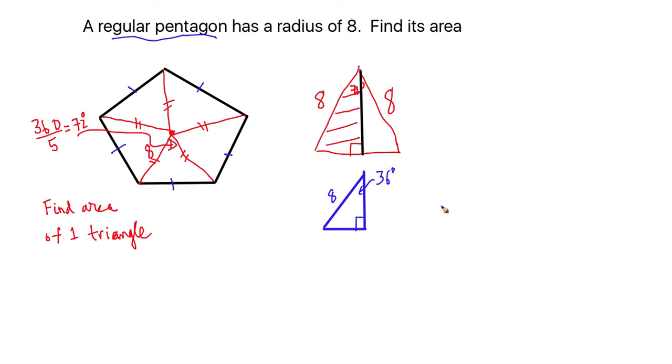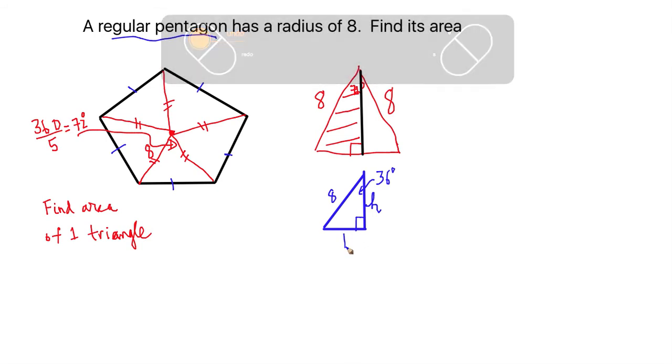From this little bit of information, we can figure out the area of the entire pentagon. If you notice, the pentagon now is 10 times the size of one of these triangles. This blue right triangle, there's 10 of them in the pentagon. So if we can find the area of one of these right triangles, we can find the area of the entire pentagon. To do that, we need to find the height and the base. I'll label this B instead of X. So the base here is B, and the height is H.